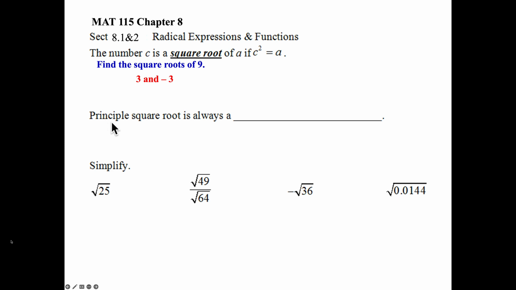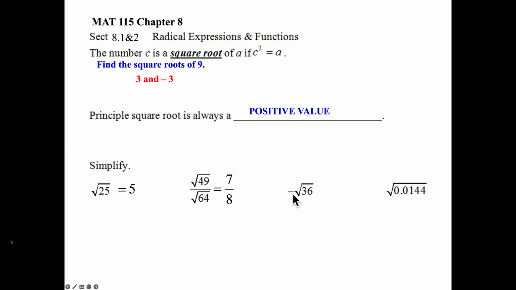Now, we're also going to define what a principal square root is. These will always be the positive value. What does it mean to be a principal square root? That means the square root symbol is already in the expression. So if I ask what is the square root of 25, that's the principal square root. They want a positive 5. If they write a fraction with a square root in the numerator and the denominator, square root of 49, 7 on the top, square root of 64 on the bottom, 8, so 7/8.